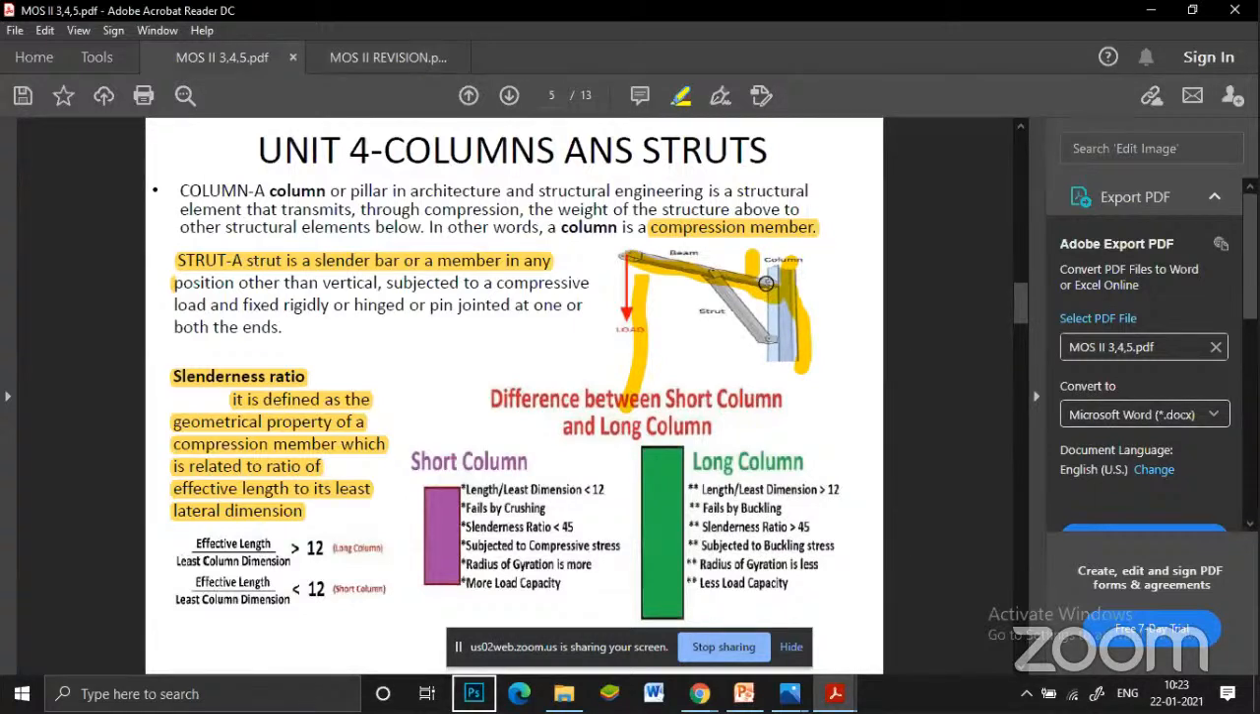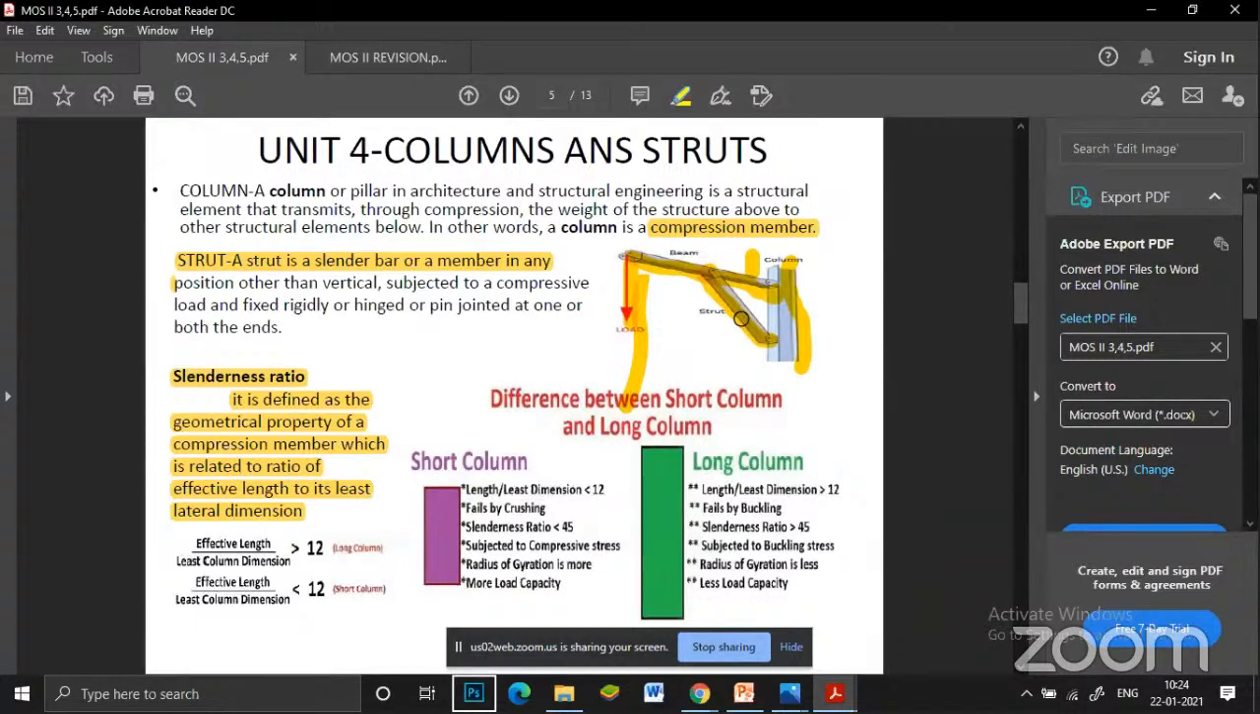Then what is a strut? It is a slender member. Here it is slightly positioned other than vertical. Here this is a column, this is a beam, and this is a strut. When the load is here, this is a cantilever. This image is a cantilever view. Now, columns are also of two types.